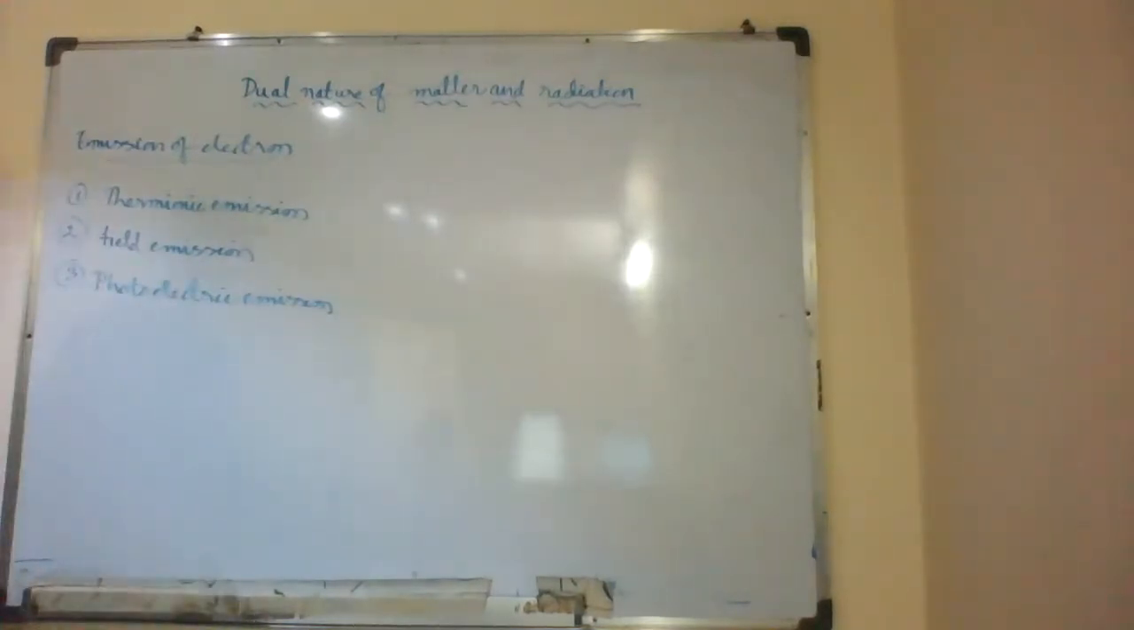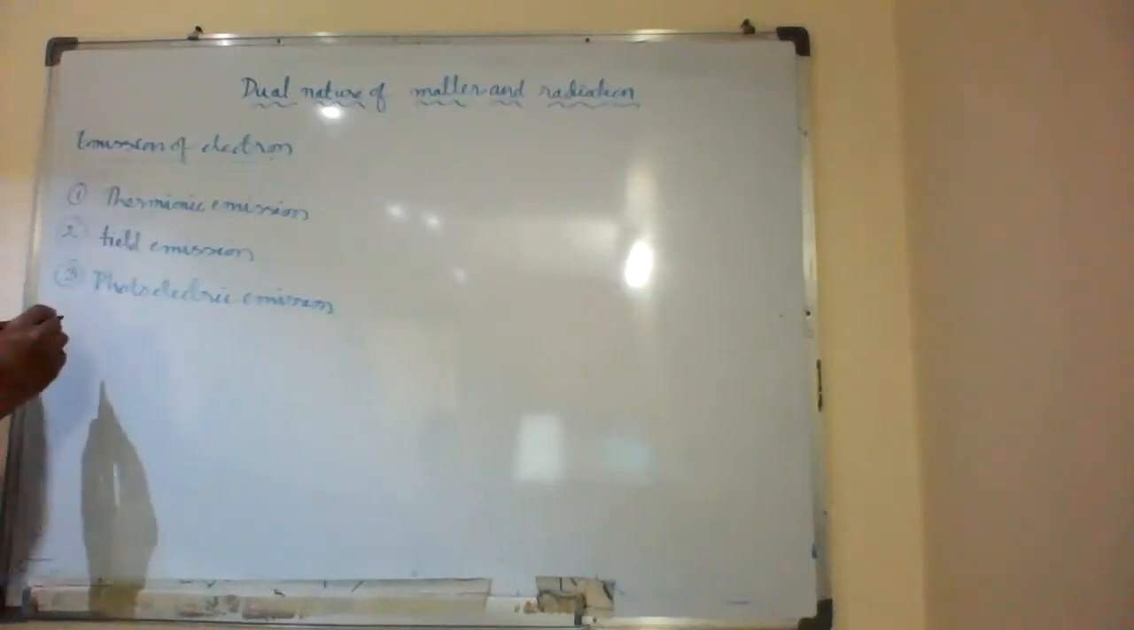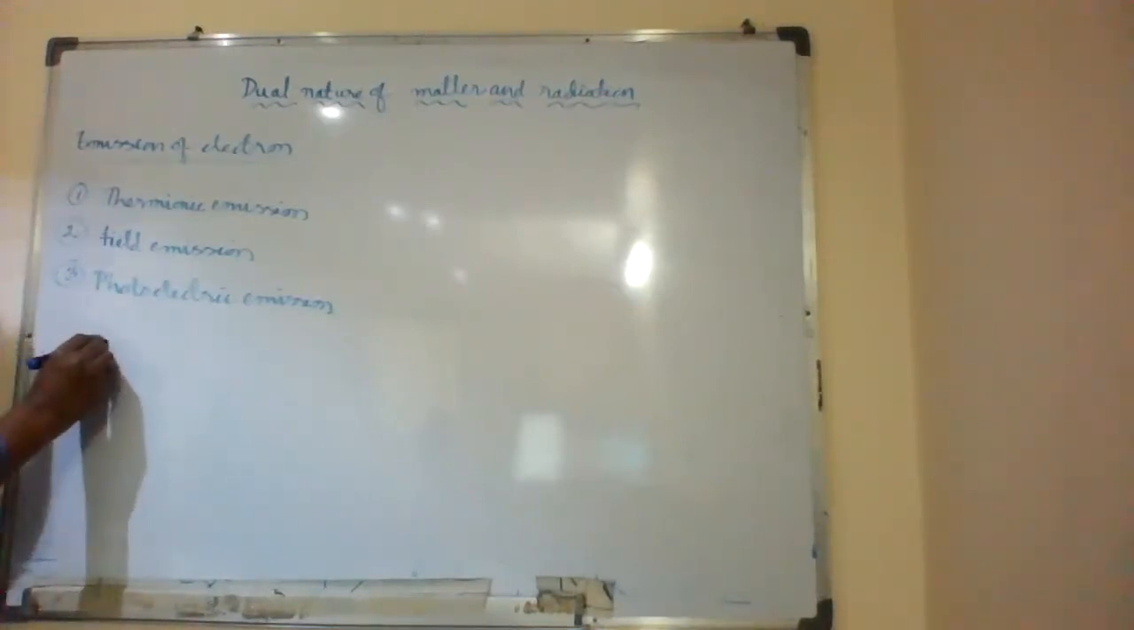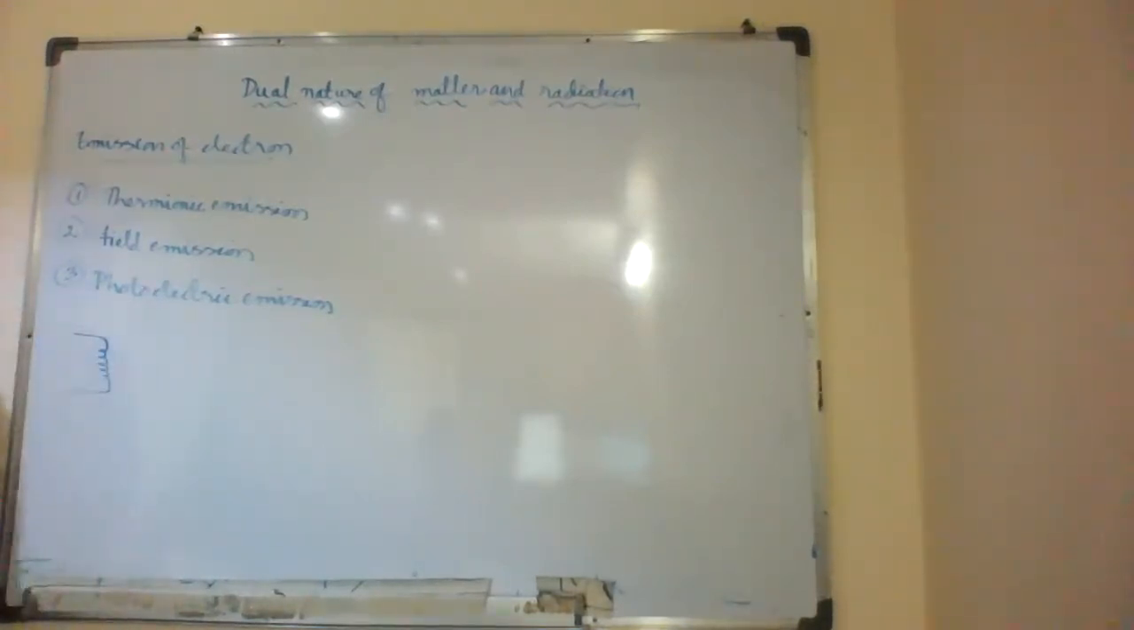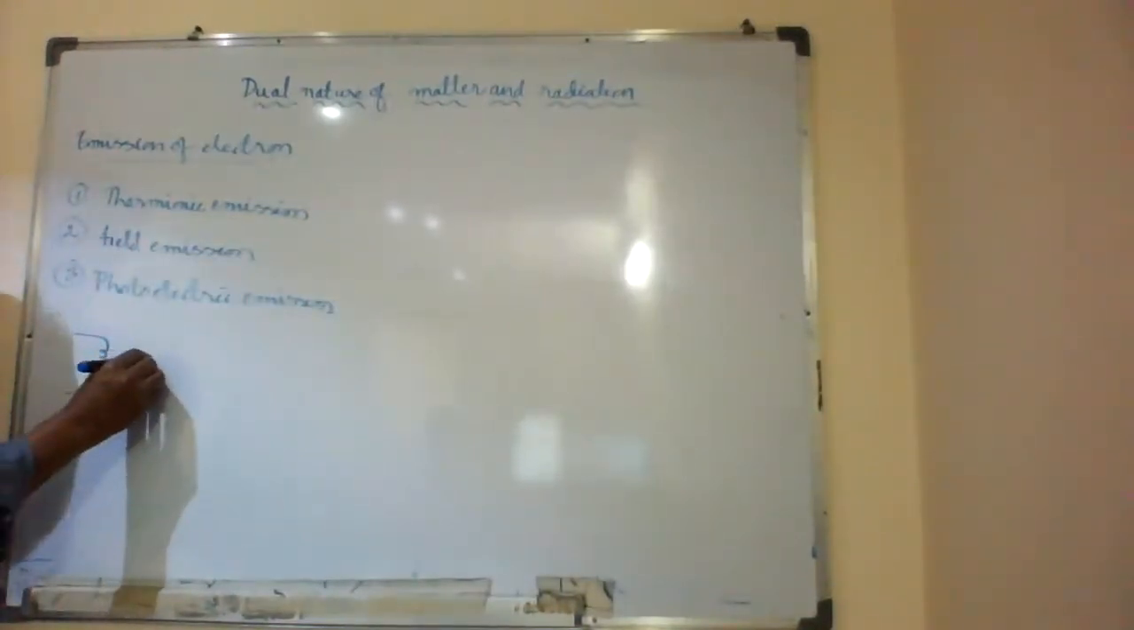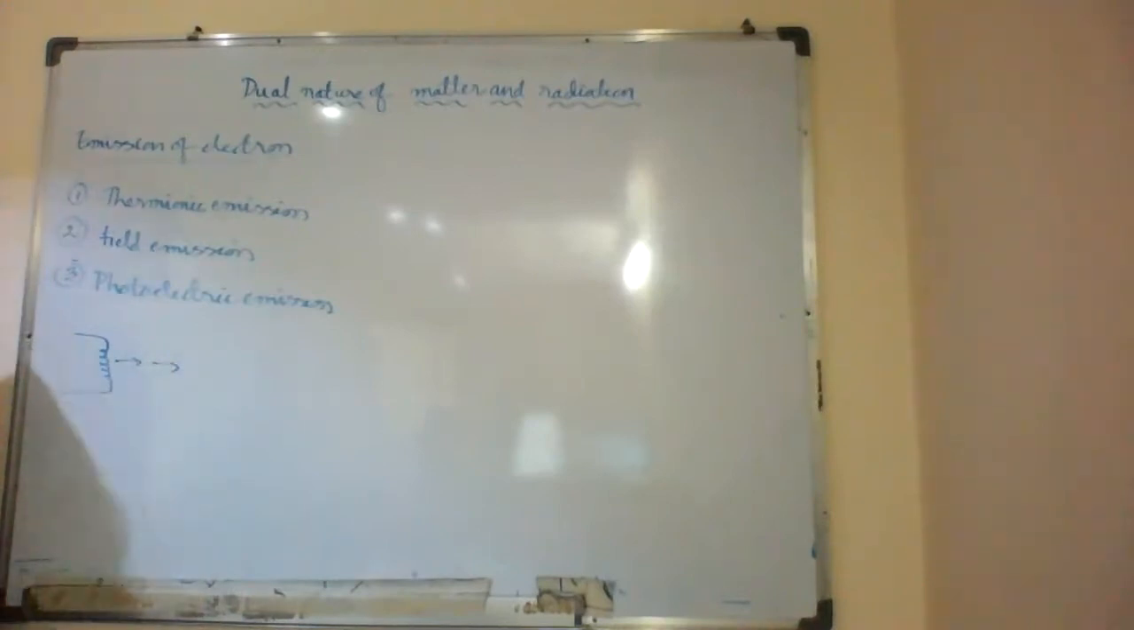So, field emission, thermionic emission, and photoelectric emission. Thermionic emission means there will be a filament. When you heat the filament, electrons are emitted outside. There are different ways by which we can obtain electrons. This is said to be thermionic emission.